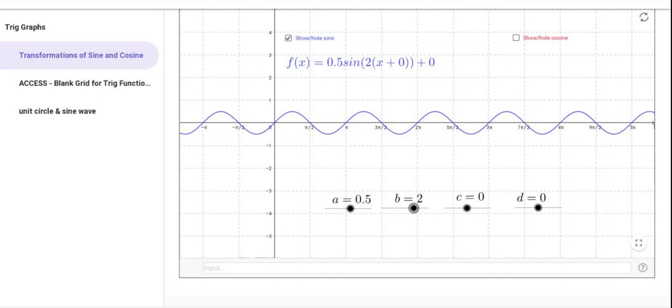And if we look here, this is 0.5 sine, or half sine, and then we have 2. So our graph starts off at 0, 0, and then it cuts through the x-axis at 90, and then again at 180.